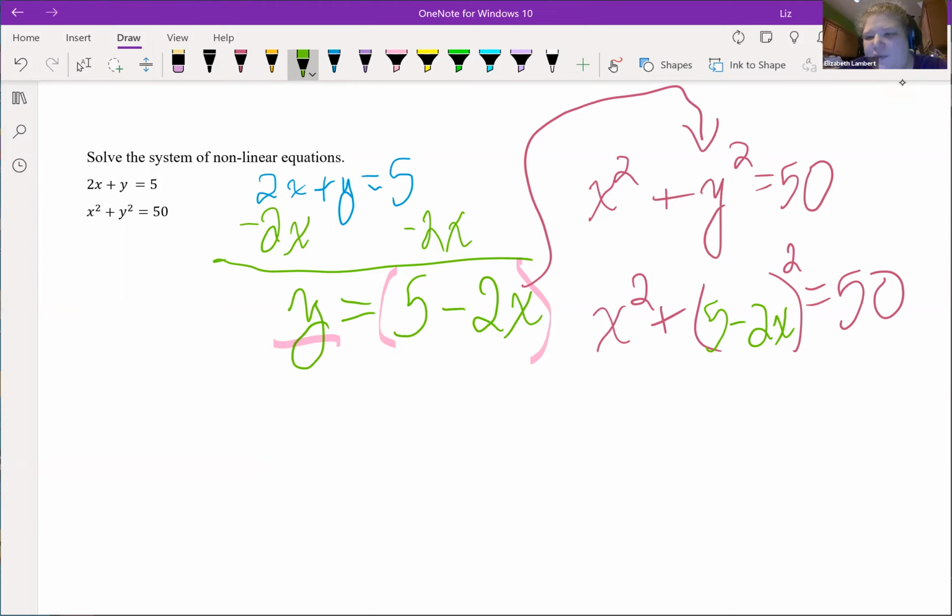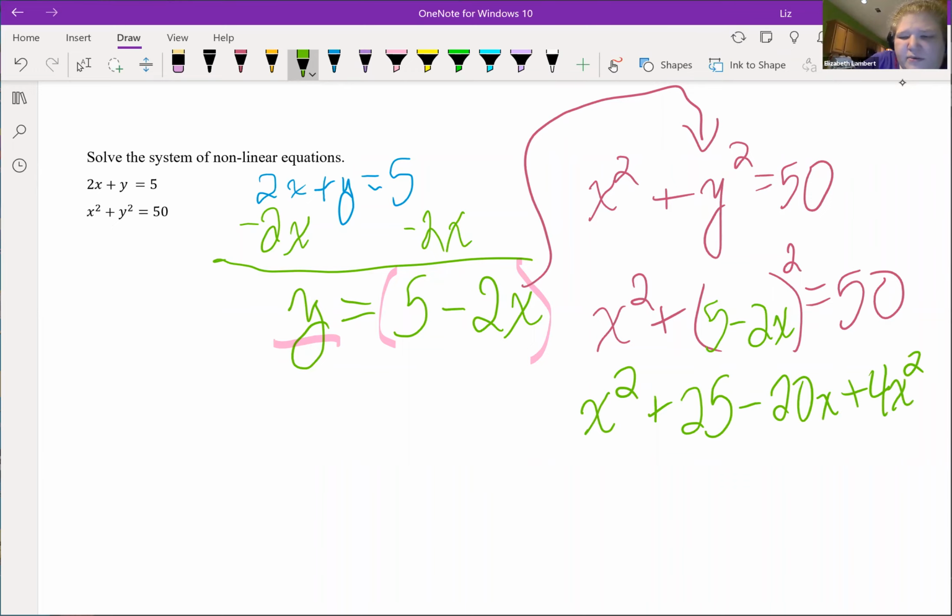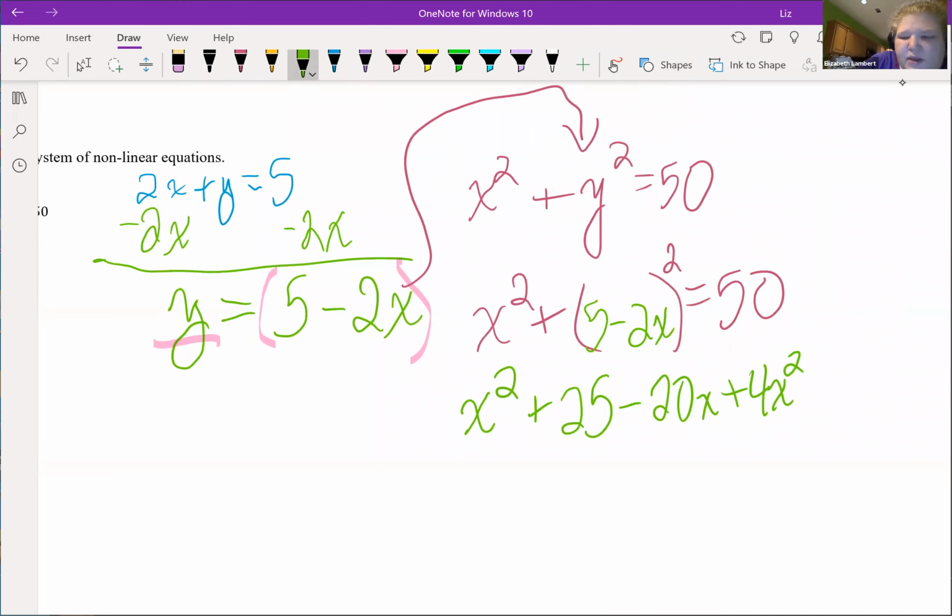So I could do 5 minus 2x times 5 minus 2x using the box method. I'm going to speed it up a little because I hope by now you guys are comfortable with that. So we will have x squared here. 5 squared is 25 minus 20x plus 4x squared. And this is still equal to 50.